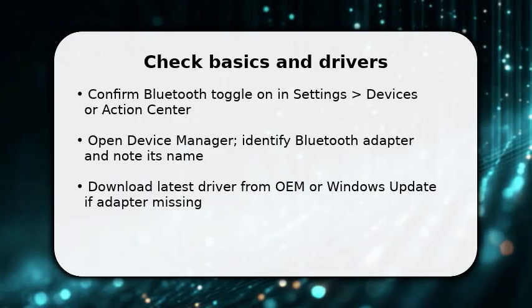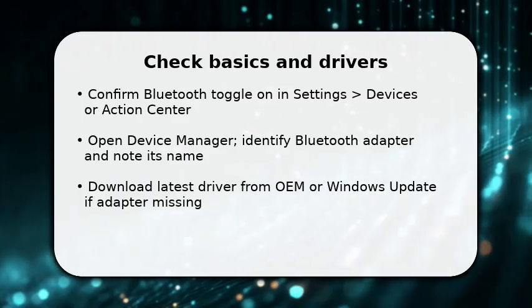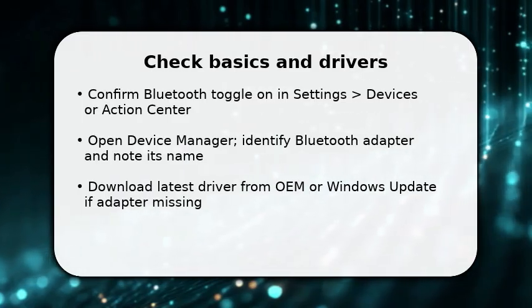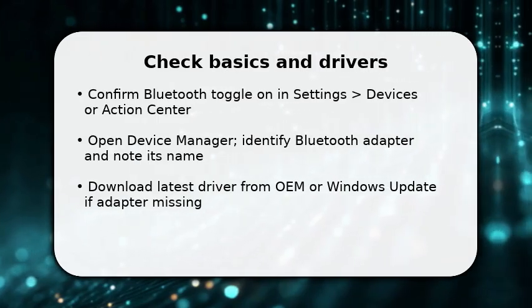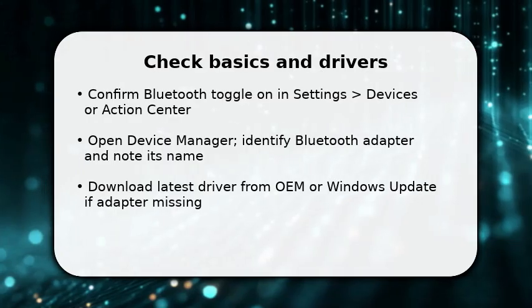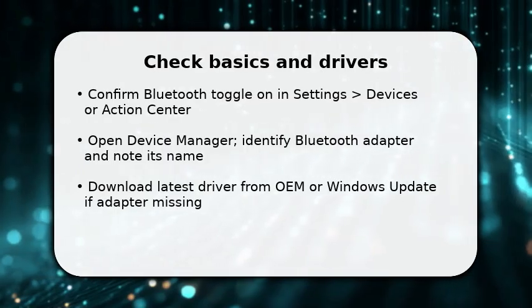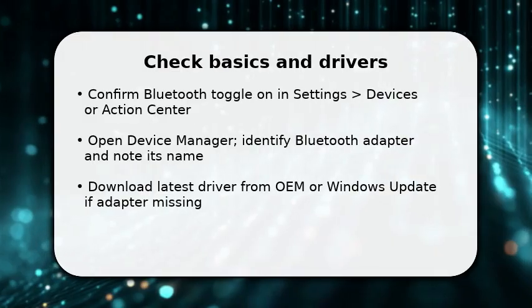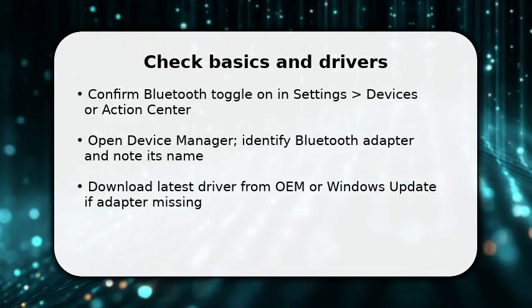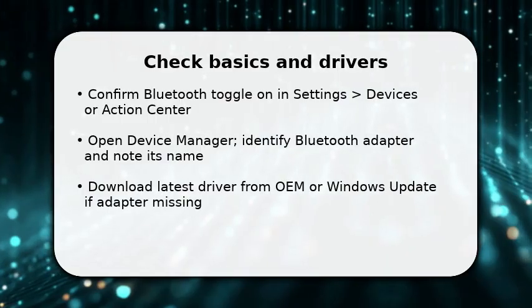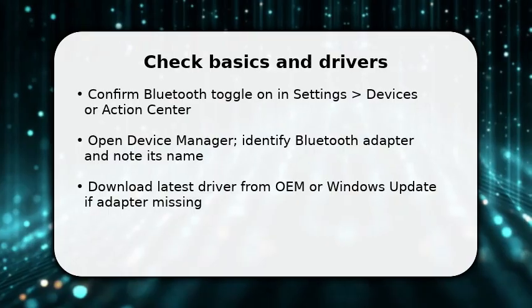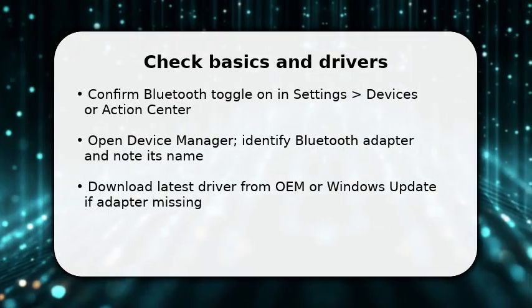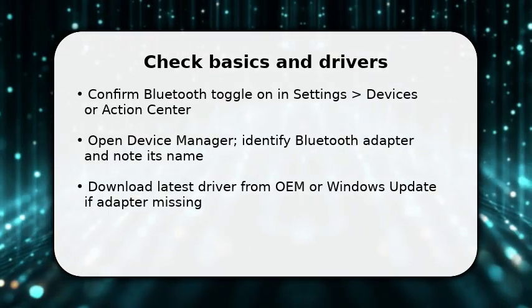You start by verifying the essentials. Make sure Bluetooth is toggled on in Settings and the adapter appears in Device Manager. You do this because Windows can disable adapters when power or policies change. Once done, note the adapter model name so you download the exact driver. You will search Windows Update first, then the PC maker or adapter vendor. Doing this avoids generic drivers that cause instability and gives you a reliable foundation for the next steps.